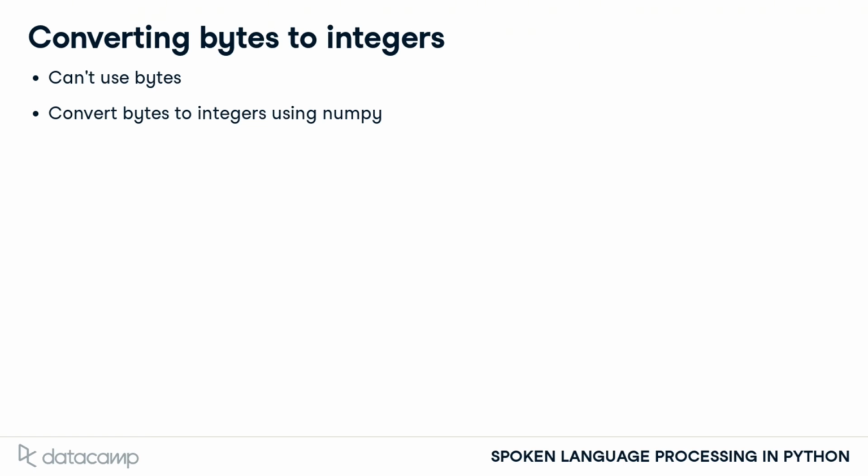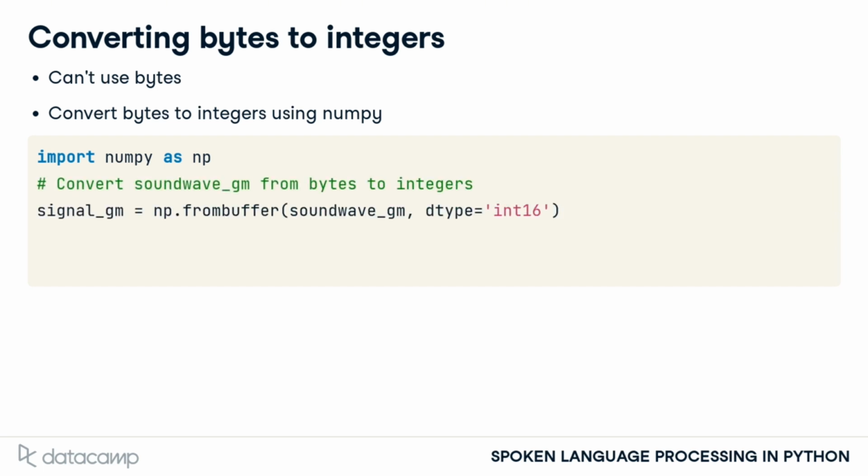First, we'll import it with the common alias np to avoid typing NumPy every time. Then, the NumPy method we'll use to convert our bytes to integers is frombuffer. frombuffer turns a series of data into a one-dimensional array of a specified data type. Remember, we saved the Good Morning audio file bytes to the variable soundwavegm.